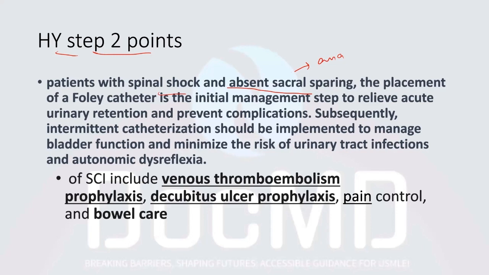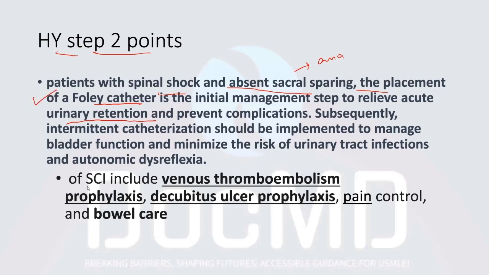One of the first steps of management, obviously after resuscitation, is you have to place a Foley's catheter to relieve any acute urinary retention. And eventually you have to do intermittent catheterization. Sometimes in incomplete spinal cord injury, your sacral nervous system activates again and everything is all right. But if it's a complete injury, sometimes people completely lose their ability to contract their bladder. So this is very important, that initial management does include placement of a Foley's catheter.